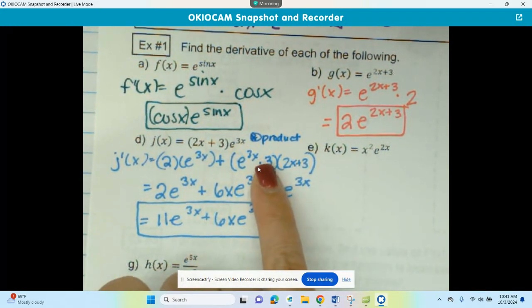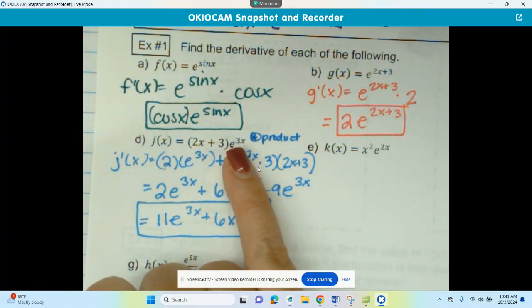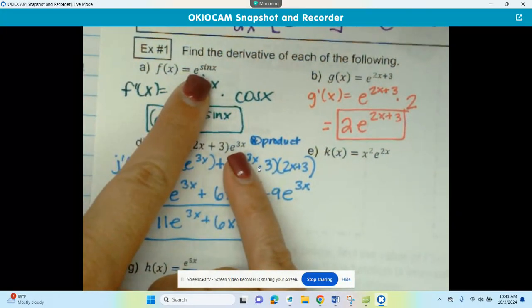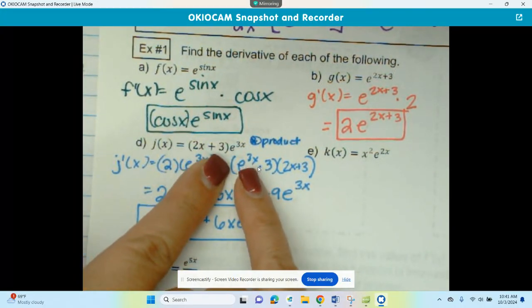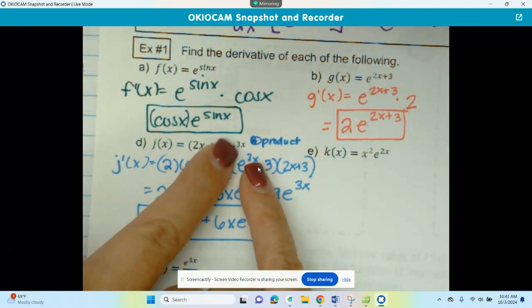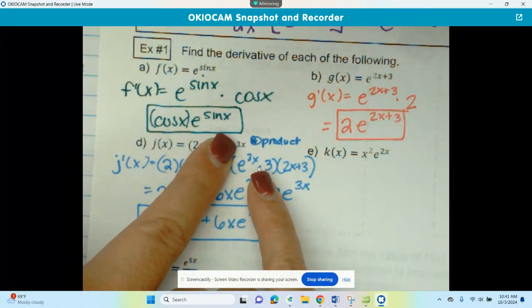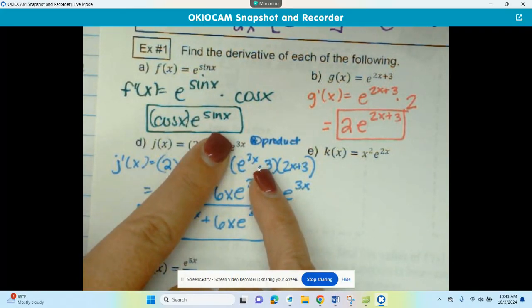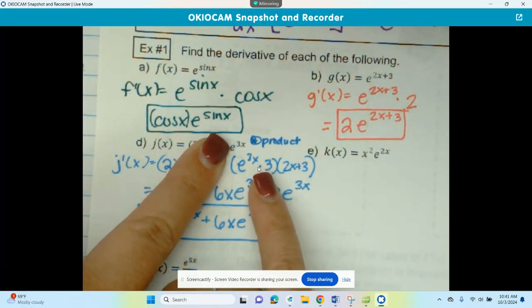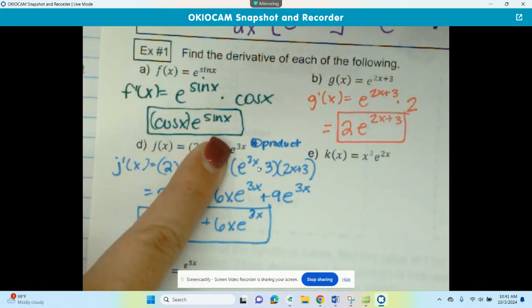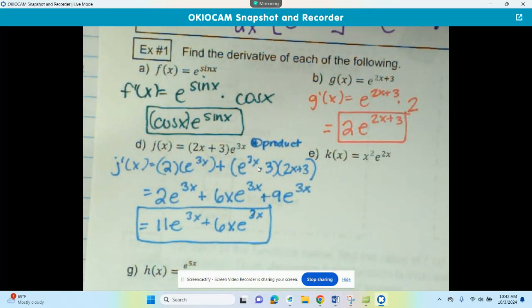If we were just doing this like we did here, the derivative is the e to the 3x itself times the derivative of f of x. Just like a, b, and c. So if the problem was just e to the 3x, it would have been e to the 3x times the derivative of 3x, which is 3. You with me? So when we took the derivative of e to the 3x, it has to have both.